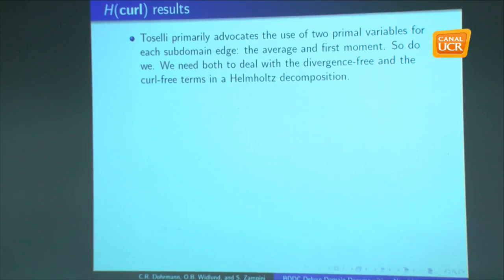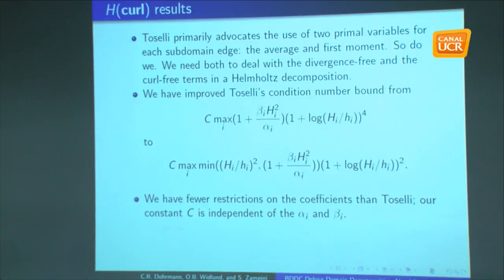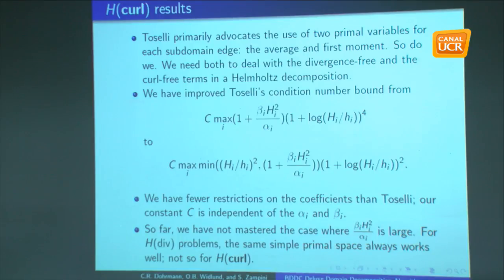Okay, so I think I should skip this because time is short and I want to do a few other things. But anyway, we improved bounds. We got essentially logarithmic bounds. The mass-dominated case is not fully handled, but okay.